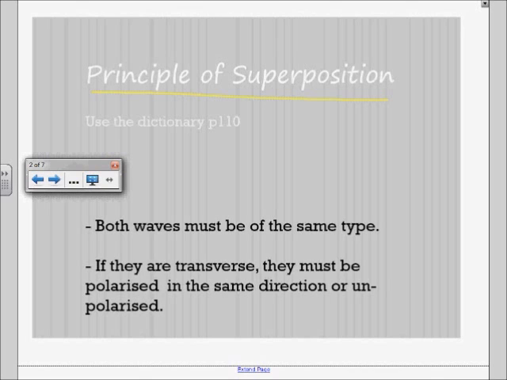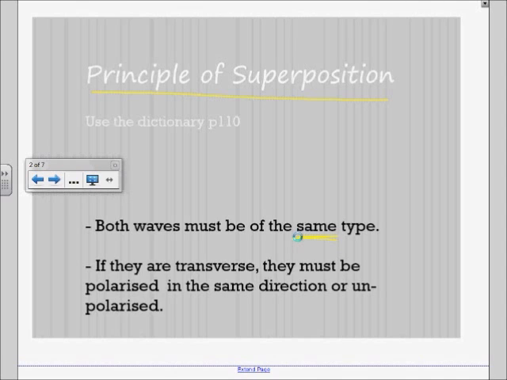A couple of points to note, and I want you to write these in your notes underneath the principle of superposition. It's a fairly obvious statement, but at the same time should be made. The waves must be of the same type. So you can't talk about the superposition of a sound wave and a light wave. It just is a nonsense to say that. So they must be of the same type.